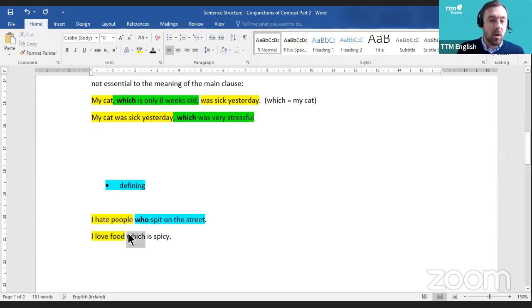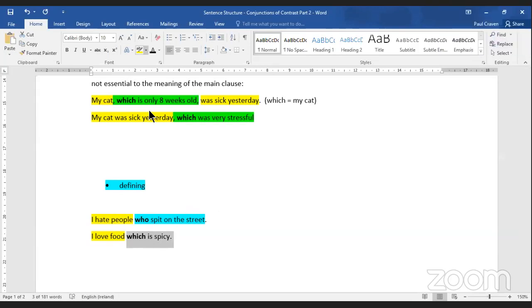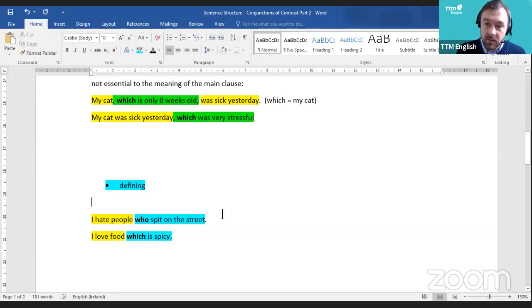There's no comma. If there's a comma, that tells you straight away, it gives you some evidence that this is non-defining. We don't actually have to have it. If there isn't a comma, we need it. So, for instance, let's talk about the dog who lives next door. I hate the dog who lives next door.